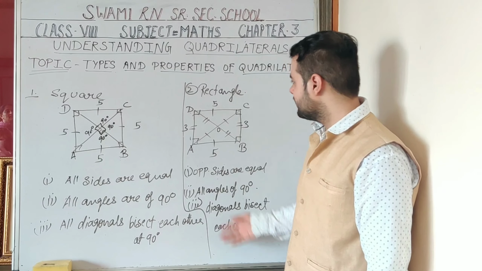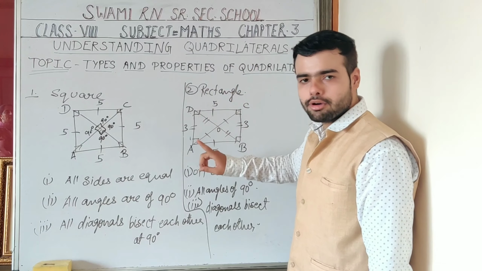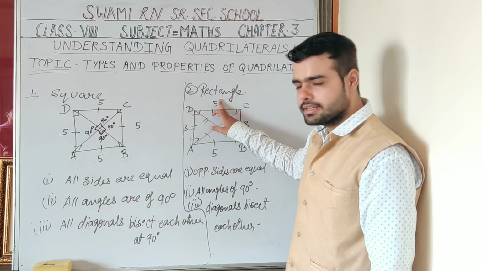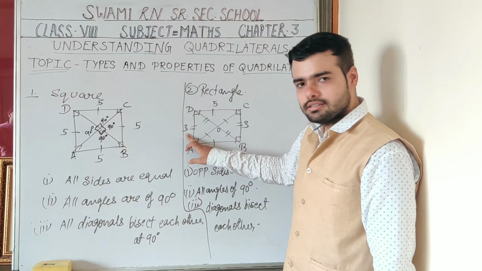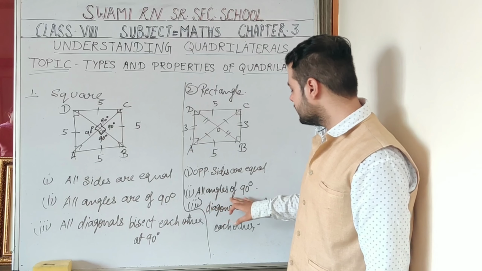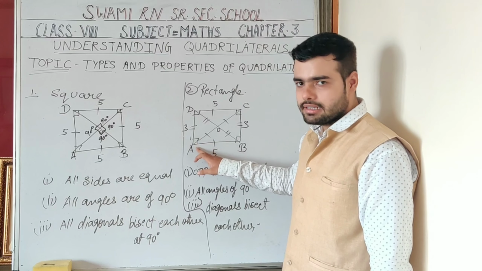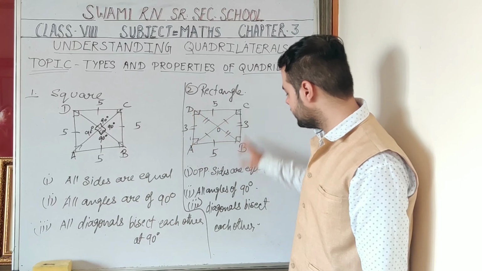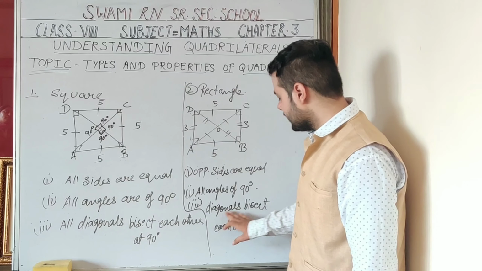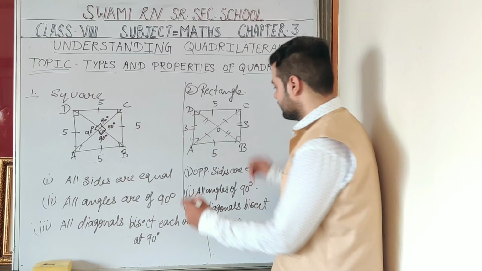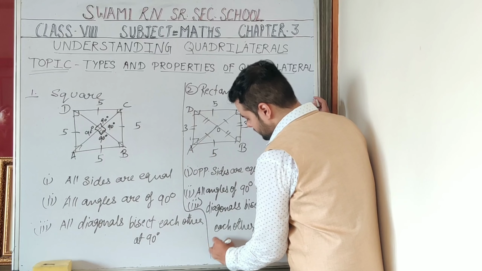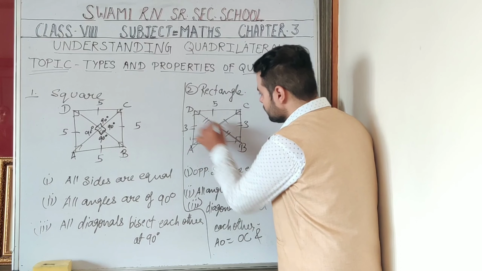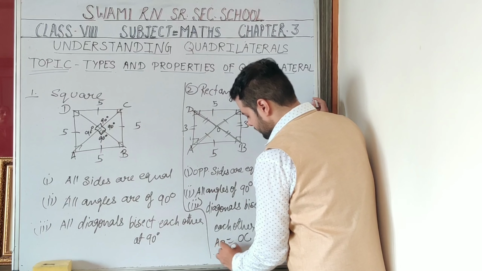Okay, I am repeating again about the rectangle. The first property is that opposite sides are equal: that is 5, that is 5, that is 3 and that is 3. Second is all angles are of 90 degrees: angle A, angle B, angle C and angle D are all 90 degrees. And the third is diagonals bisect each other, meaning AO equals OC and BO equals OD.